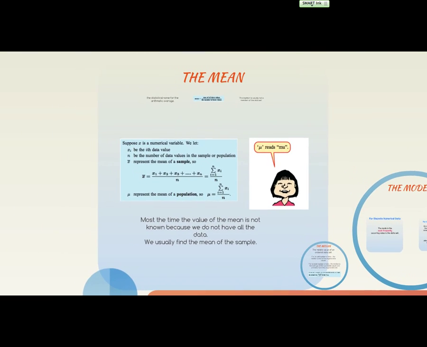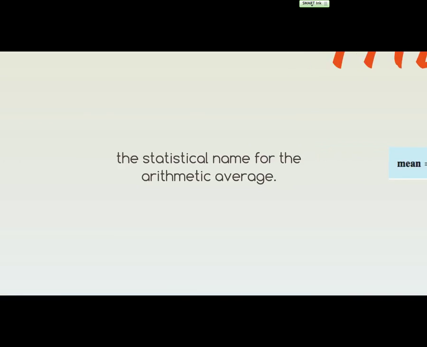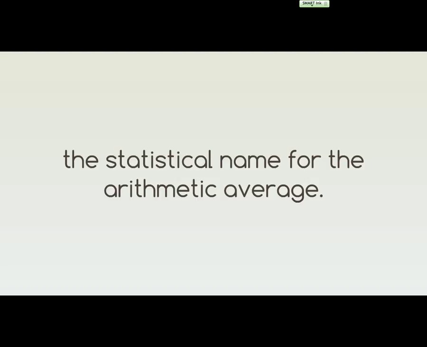Up next is the mean. I'm going to zoom in on these things so you don't have to start scribbling all down right now. But up next is the mean. So the definition is that it's the statistical name for the arithmetic average. Which you guys already told me that.